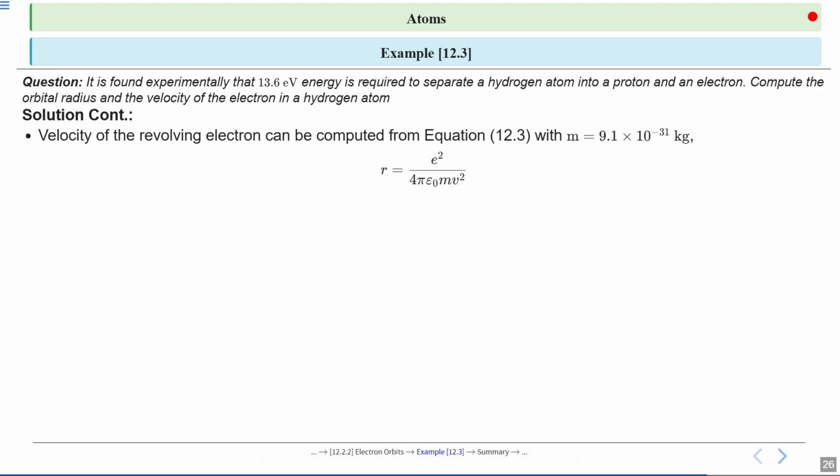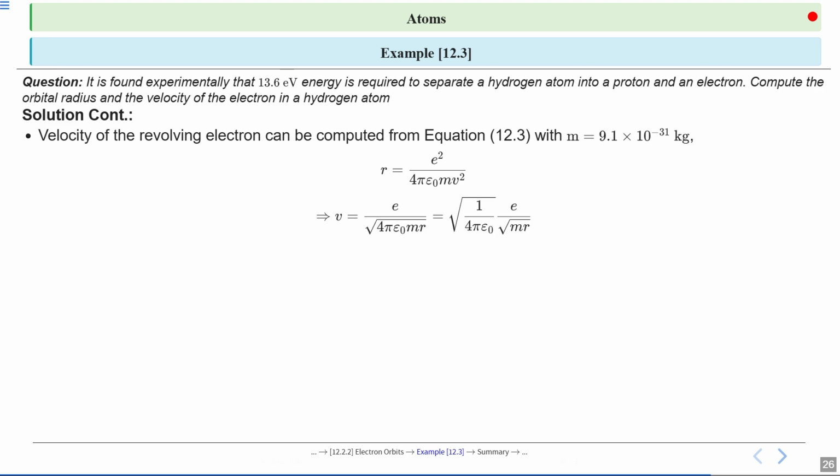Now let's look at the formula for the orbital radius. R equals e square divided by 4 pi epsilon naught m v square. According to equation 12.3, in the place of E we have put half m v square. So the formula is modified to R equals e square upon 4 pi epsilon naught m v square. Here e is the charge of the electron, and epsilon naught is the permittivity of free space.